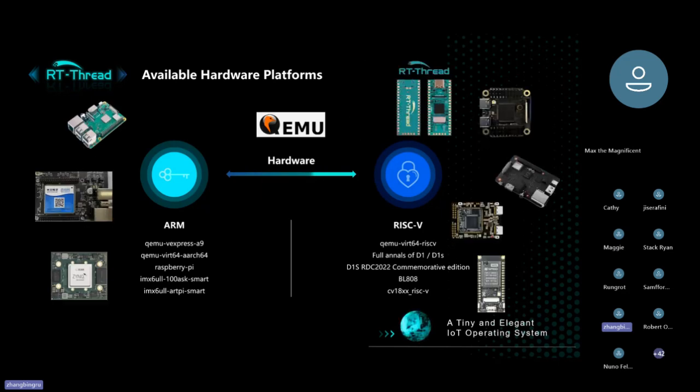So what hardware can we use to experience the user mode applications of RT-Thread? First, the ARM series. There are two BSPs, QEMU A9 and AArch64, which can be experienced, and some real hardware, such as Raspberry Pi and the Zynq series. The RISC-V series has QEMU support and is a 64-bit BSP. The real hardware that can be used is the Allwinner D1S series.